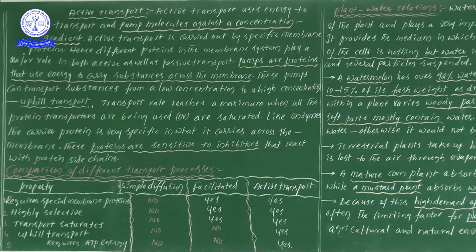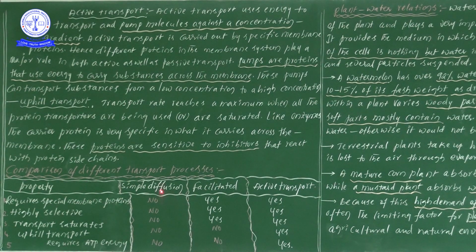Now let us discuss the properties one by one. First, requires special membrane proteins. Next, highly selective. Third statement, transport saturates. Fourth, uphill transport. And fifth, requires ATP energy. These 5 different statements are very important from the knowledge point of view.